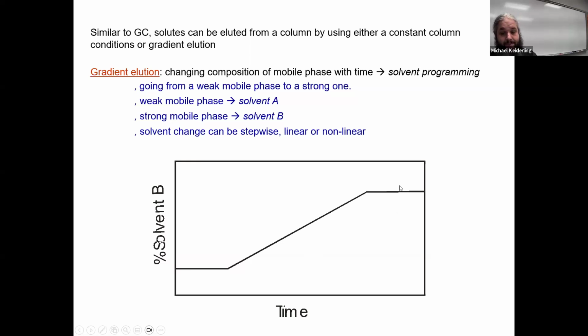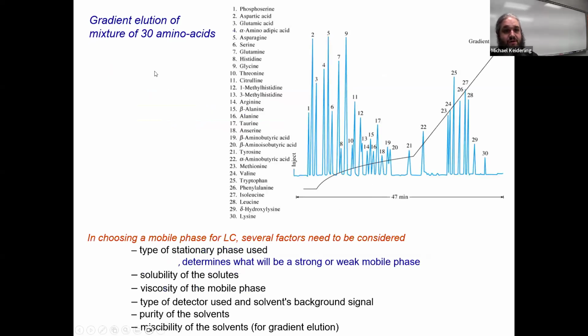So the general idea, you're going to go from weak to strong to basically steadily speed up the process and even out the process. So here's an example with a gradient mixture of 30 amino acids, and here's the gradient profile where you have this nonlinear process and then this linear process, and then going from weak to strong.